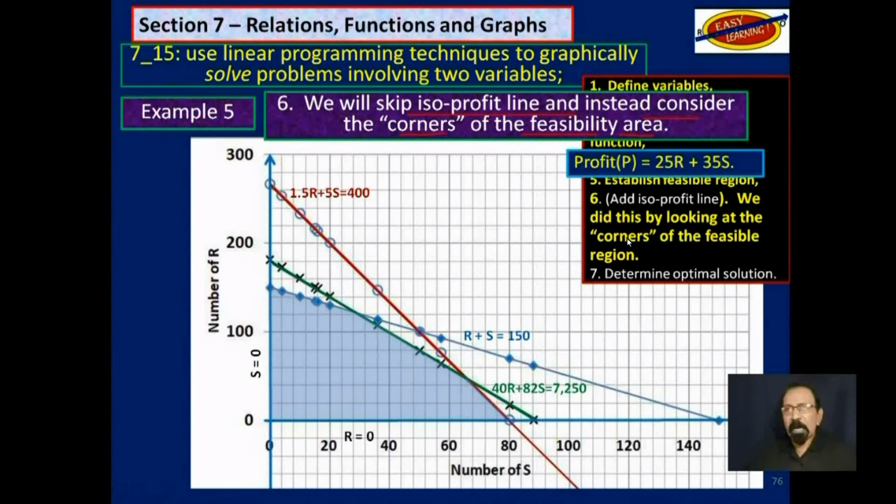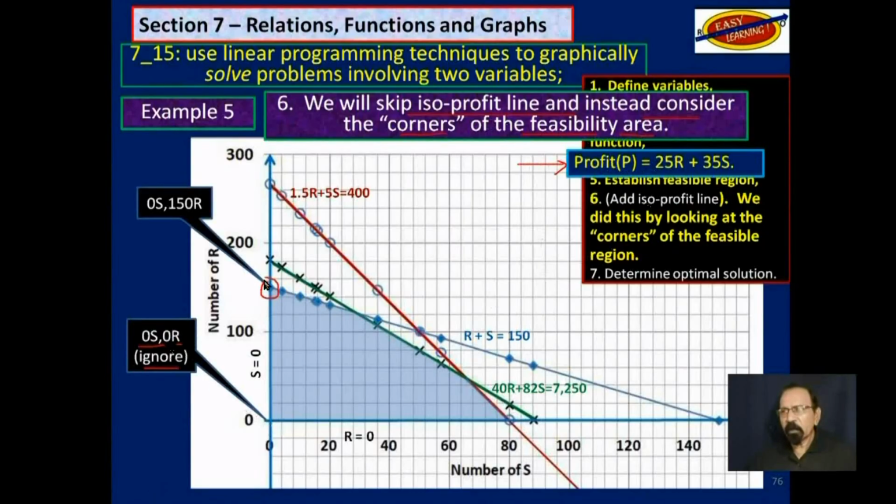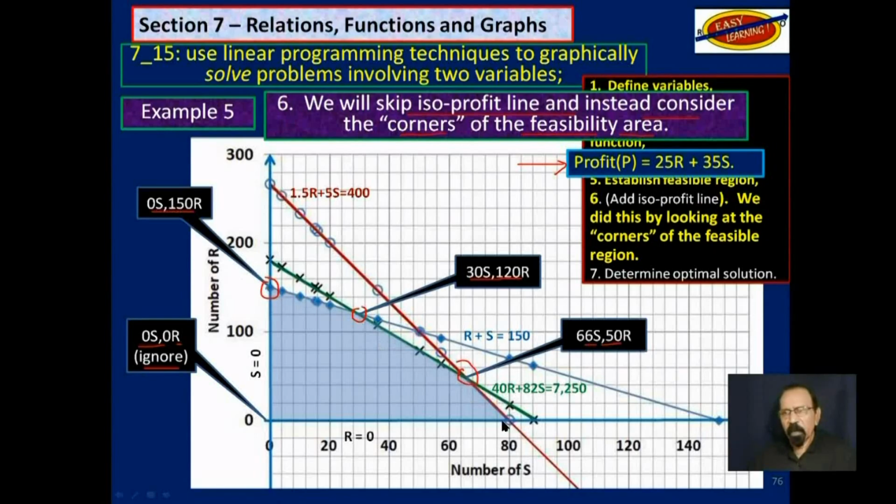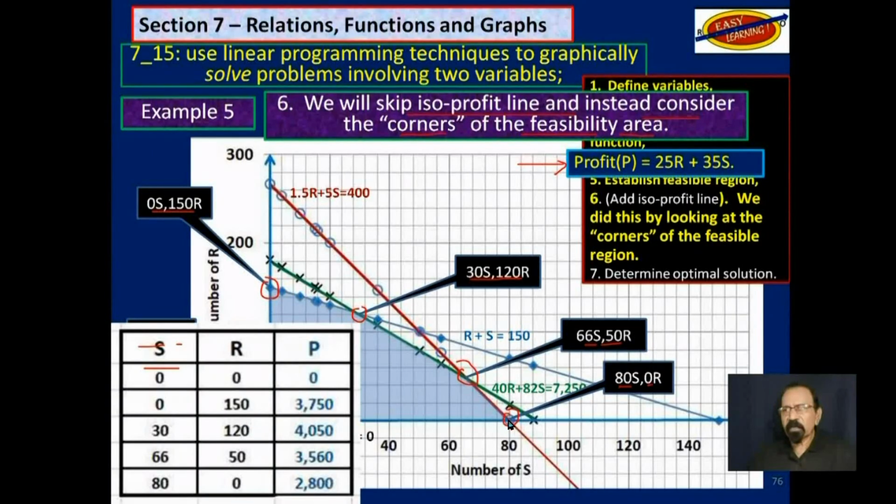We have 5 corners, and we will apply this profit equation to each corner. First corner here is 0S and 0R. That doesn't make sense, so we will ignore that. Then we have this one here, 0S and 150R. This one here, 30S and 120R. This one here, 66S and 50R. And this one down here, 80S and 0R. Let's consider each one using this profit equation here.